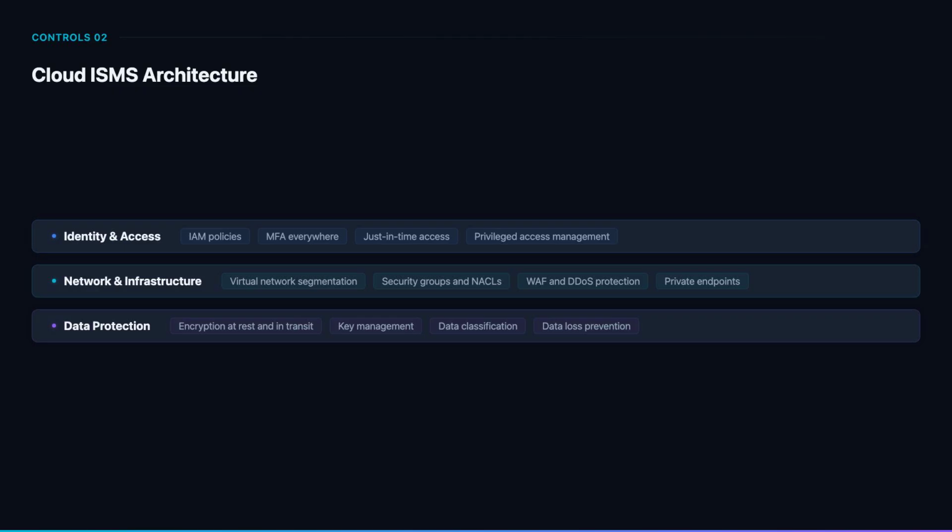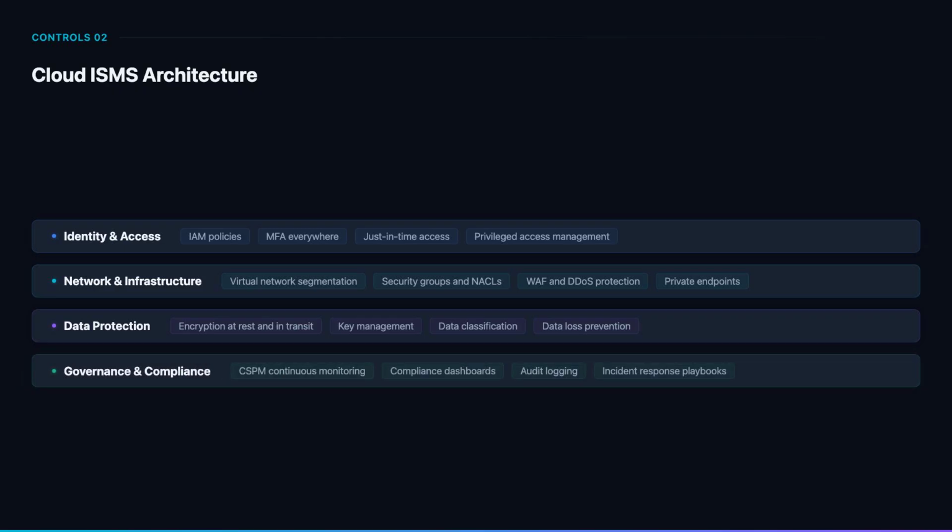Encrypt all data at rest and in transit. Manage encryption keys through dedicated key management services. Classify data to apply appropriate controls, and deploy data loss prevention tools to detect and prevent unauthorized data exfiltration.